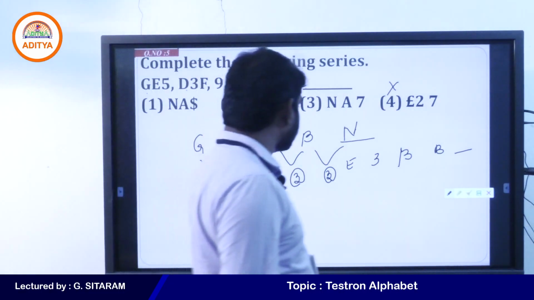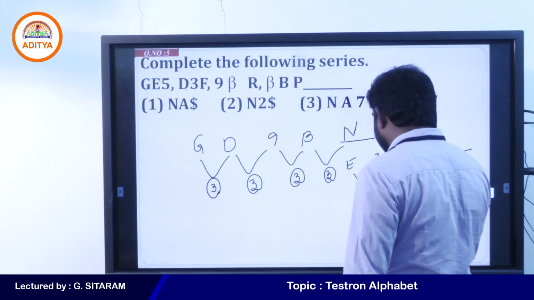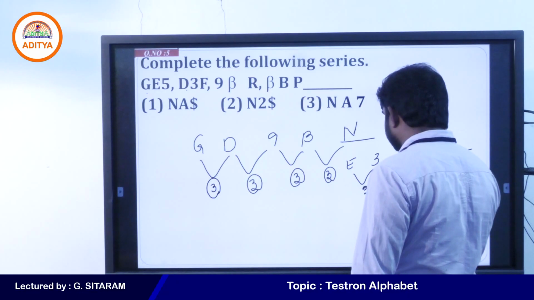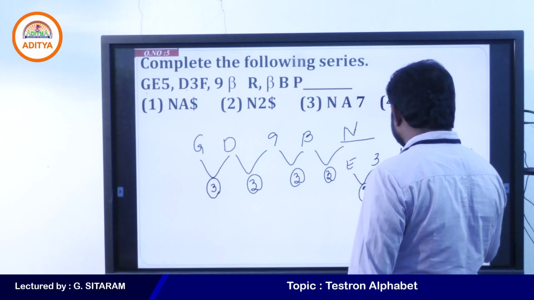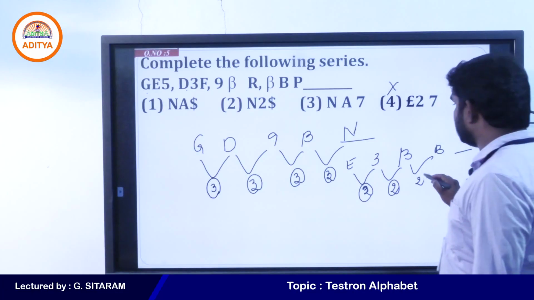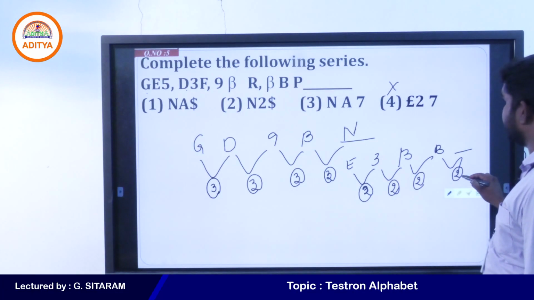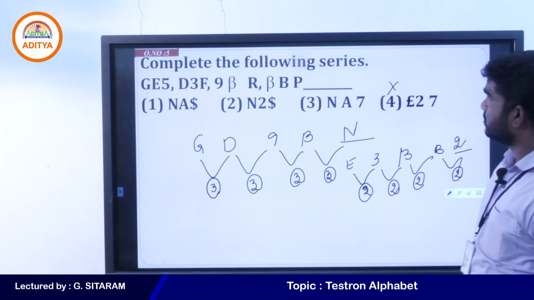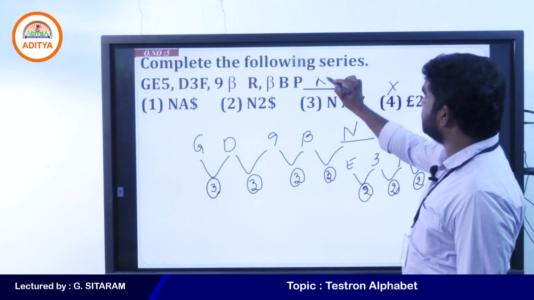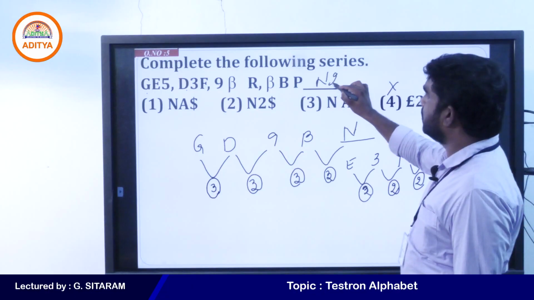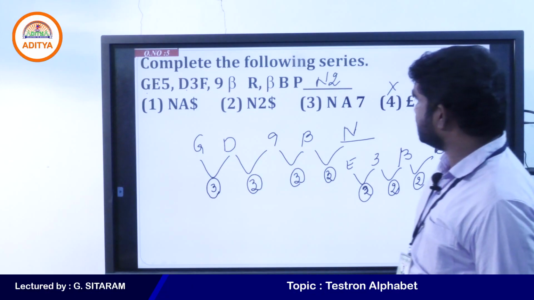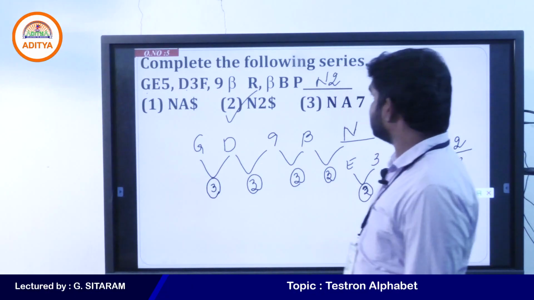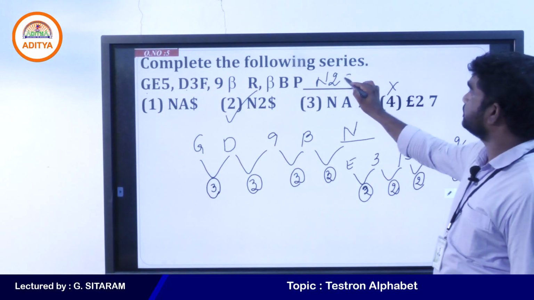If you check the above sequence, there is a gap of 2 letters between E and 3. Here there are 2 letters, here also 2 letters. If you take the 2 letters gap here, 2 is your answer. So your option will be like this, N2, and there is only one option like this. So option 2 is your answer, N2 and $.